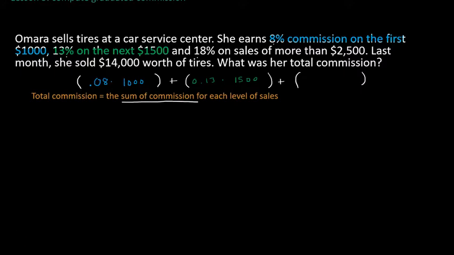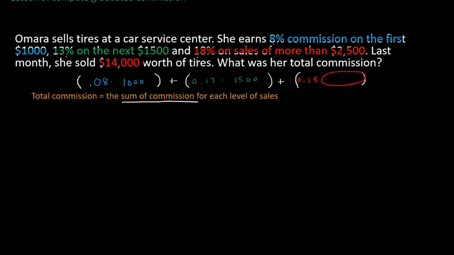we have our last set of parentheses. It says that she earns 18% on sales of more than 2,500, and she sold 14,000 worth of tires that month. So first let's plug in the rate because that's pretty straightforward. We know it's 0.18, it's 18%. What am I multiplying by?